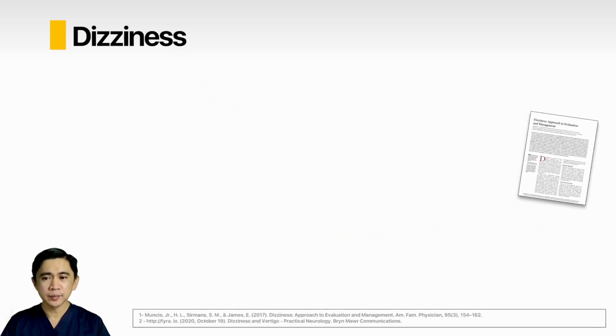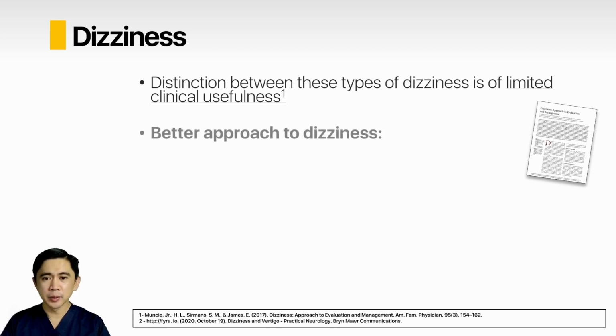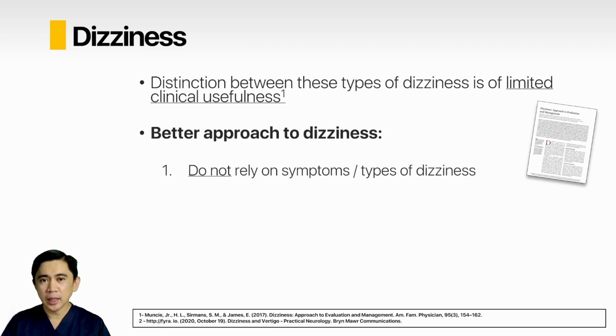The article tells us that distinction between these types of dizziness is of limited clinical usefulness. So it only means that it doesn't matter, just take it as it is, whether it is lightheaded or spinning or vertiginous or floating, just take it as it is because there's no point of distinguishing this type of dizziness over the other. A better approach to dizziness is do not rely on the symptoms or types of dizziness.